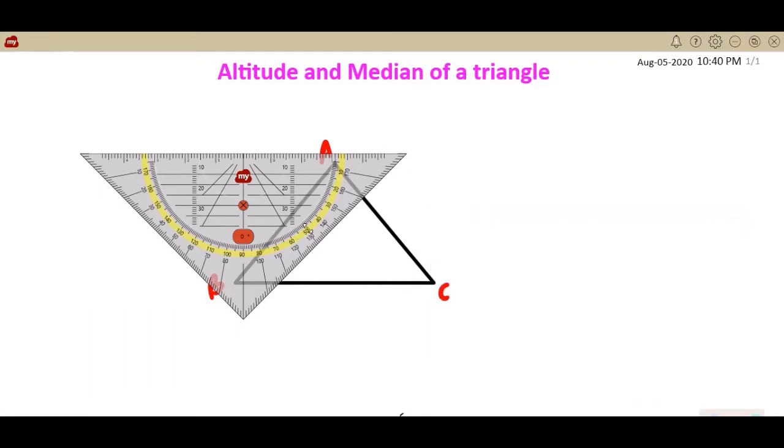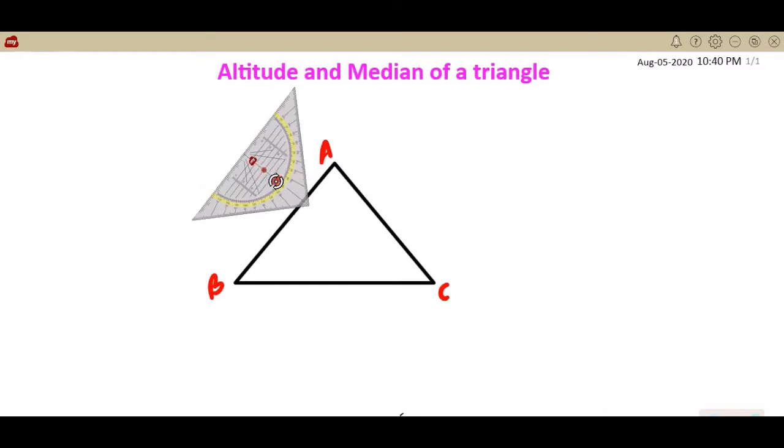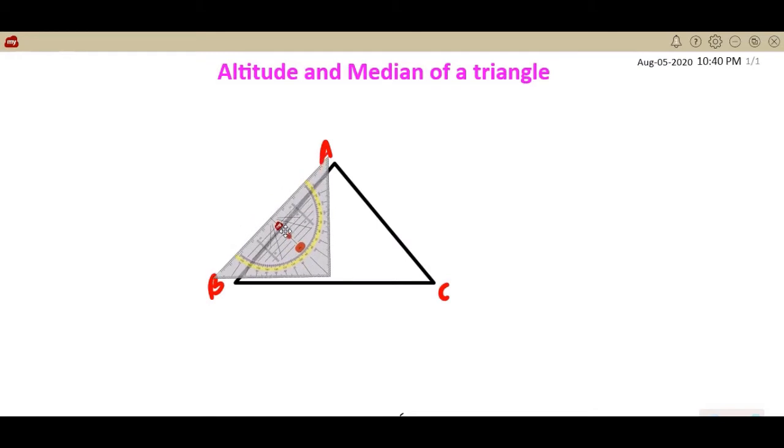This is the set square, which is having perpendicular sides. At least two sides of this are perpendicular. We have to adjust the set square in such a way that we can keep it and draw a perpendicular to the opposite vertex of the triangle. Let me take the side BC first. So simply place it with care.